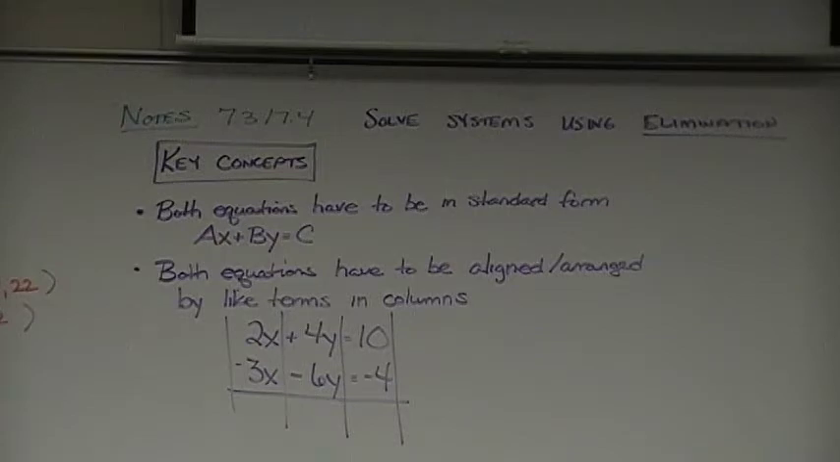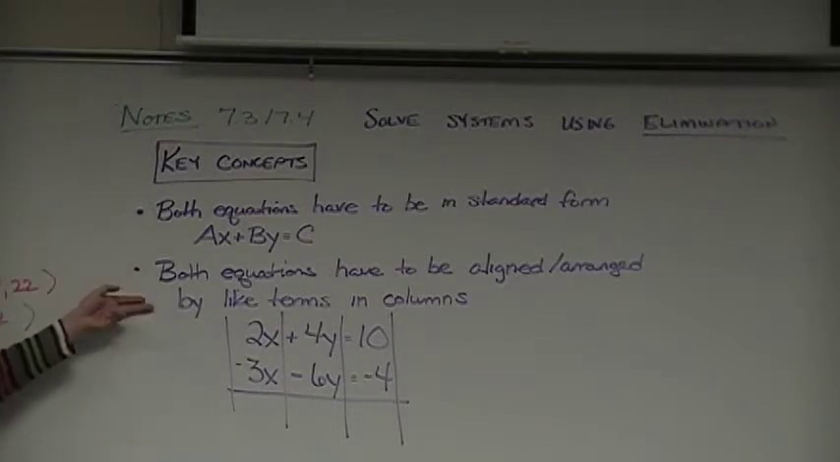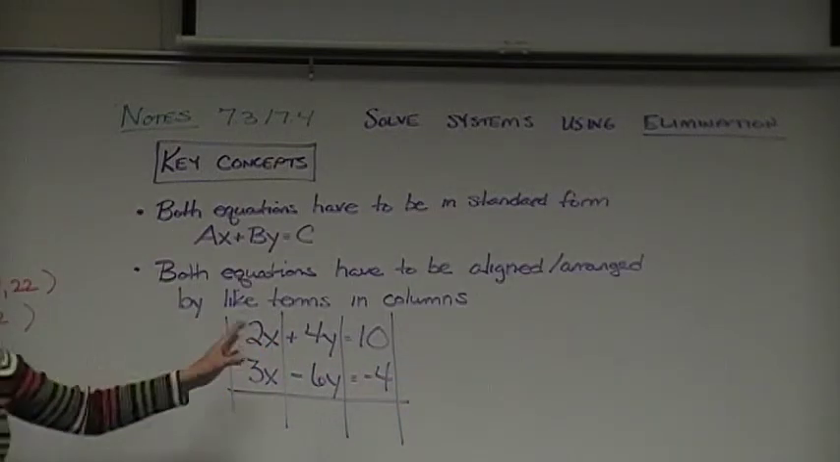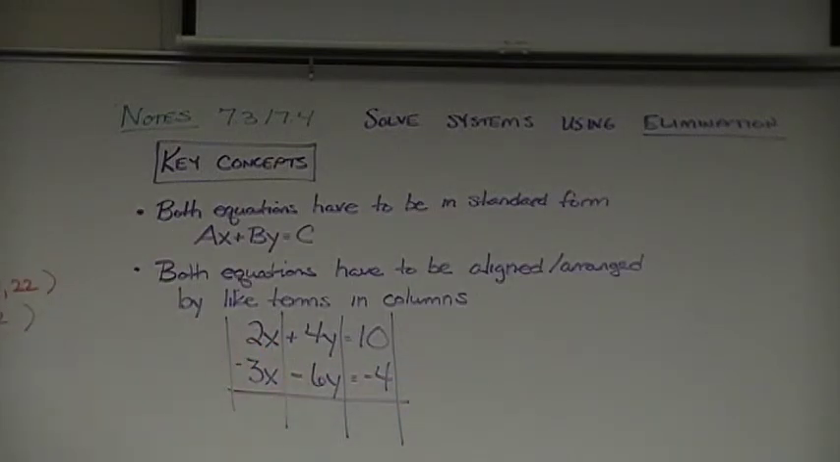That automatically allows me to use elimination to do this system. Because one, both equations are in standard form. Two, both equations have to be aligned or arranged by like terms in each column. Okay, alright, and then that will help us be able to add these two equations. Does that make sense? Good?